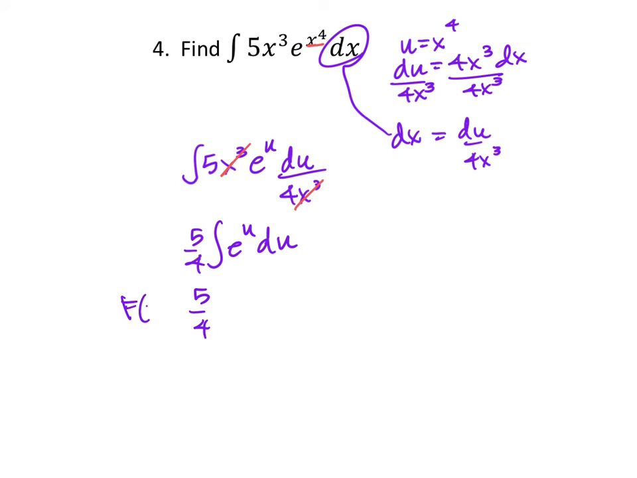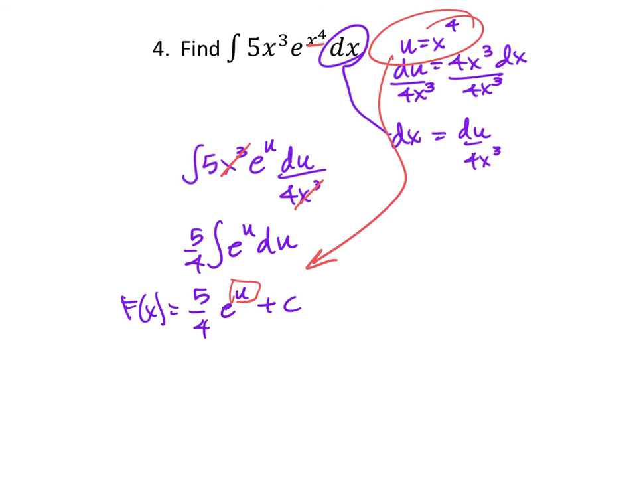Let's do our capital F of x. And again, our antiderivative of e to the u is just e to the u plus c. And we have the u. We're going to want to replace that with the original expression of x to the 4th. So we would have our function is 5 fourths e to the x to the 4th plus c.